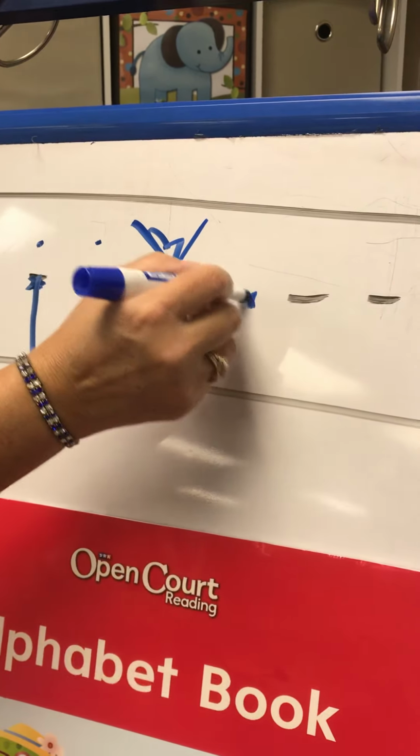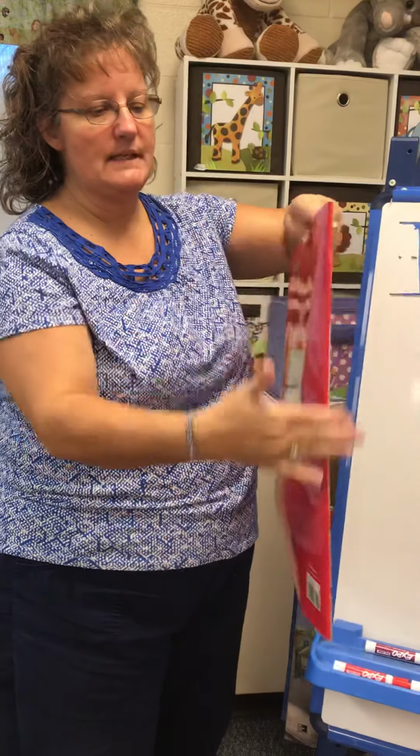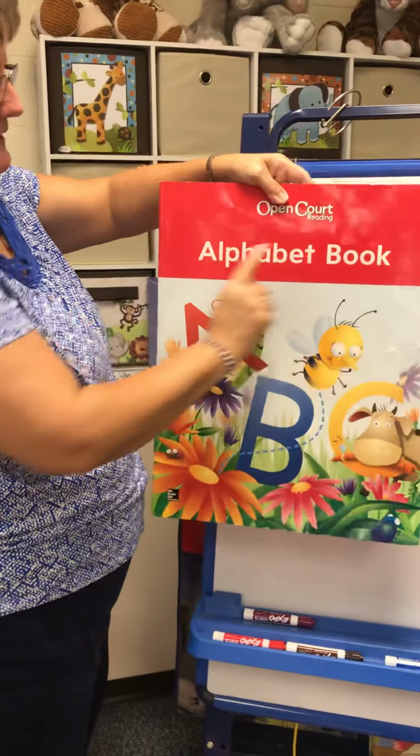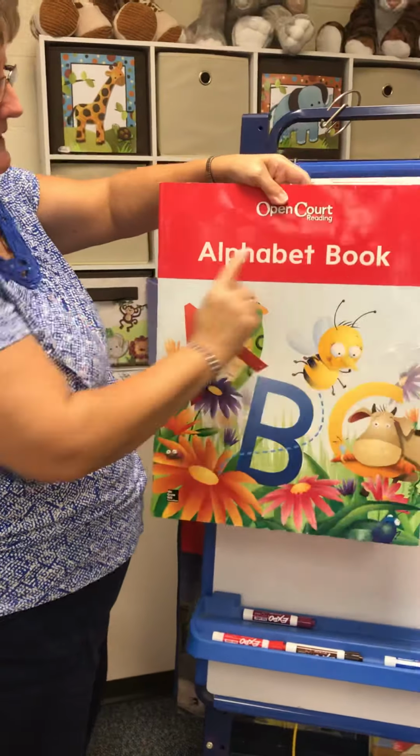Here's the front cover of our alphabet book. Here's the back cover. And do you remember what this is? The spine. And this is the title. It says alphabet book. Let's find letter I. Give me 1 second here. I found it. Oh, yes. Here we go. Capital I, lowercase i.